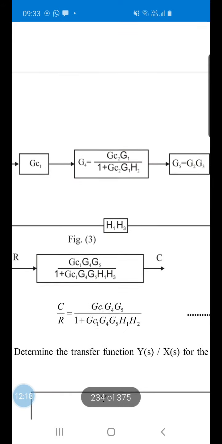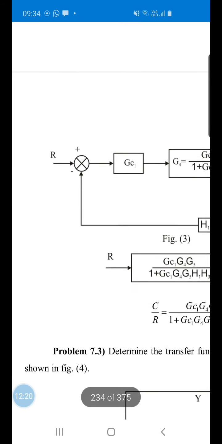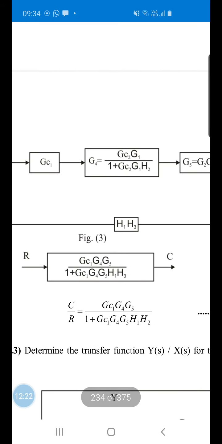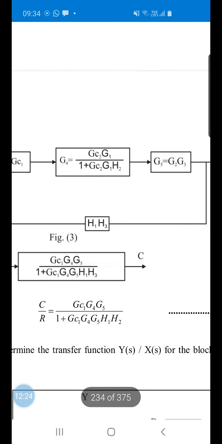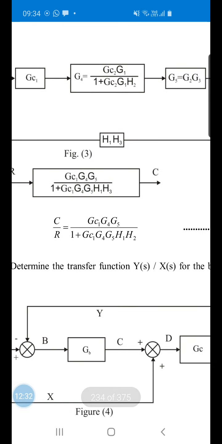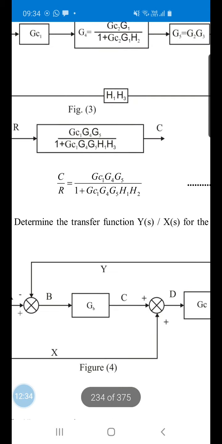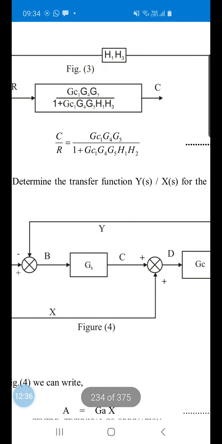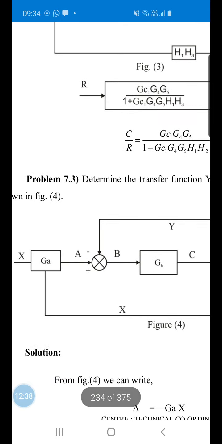What you can write? You can write C by R is equal to what? It is GC1 G4 G5 upon 1 plus GC1 G4 G5 H1 H3. Finish. You got the answer. This is the answer. C by R is equal to this one. Most of the time such problems are asked in examination.